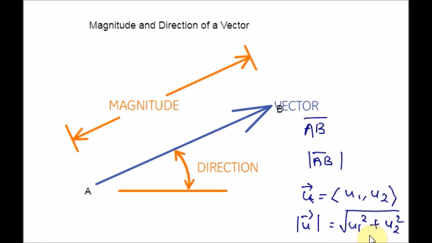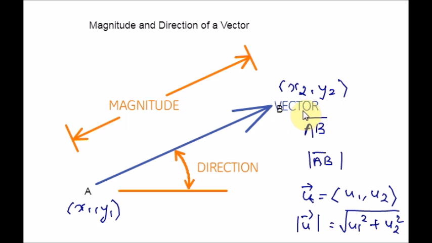We can also calculate the magnitude of a vector when the coordinates of the endpoints are given. For example, let this coordinate be x1, y1. I'm not going to take any number, I'm just going to assume it to be some coordinate. And let this coordinate be x2, y2. Now I'll show you the formula for AB.